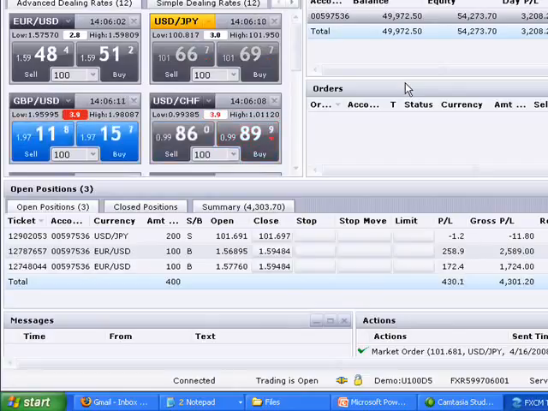That's our lesson for today. In our next lesson, we will learn what a pip is, as well as something known as fractional pip pricing and how to calculate profits from that.